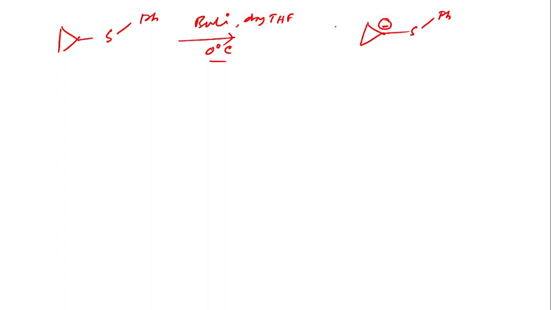If deprotonation is here, next I told that I have to provide one aldehyde group. So this is the aldehyde group, CH3, C double bond OH. Now this will attack here, and this is going to be O minus.